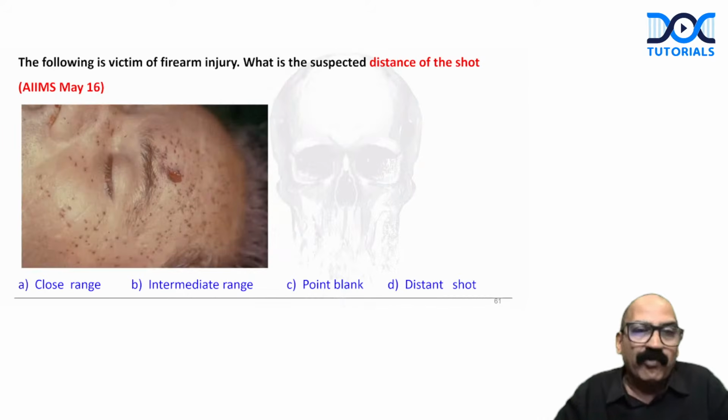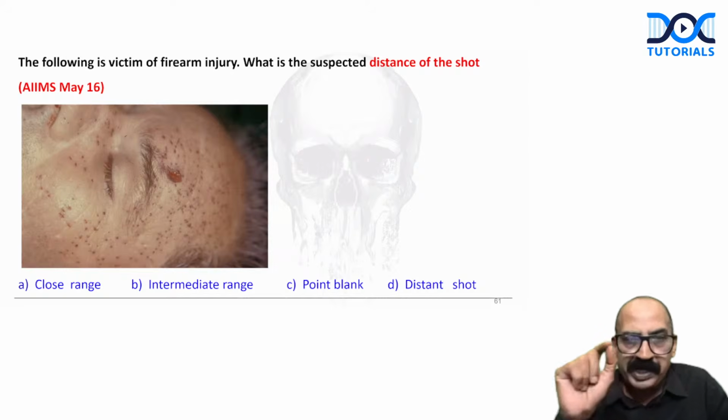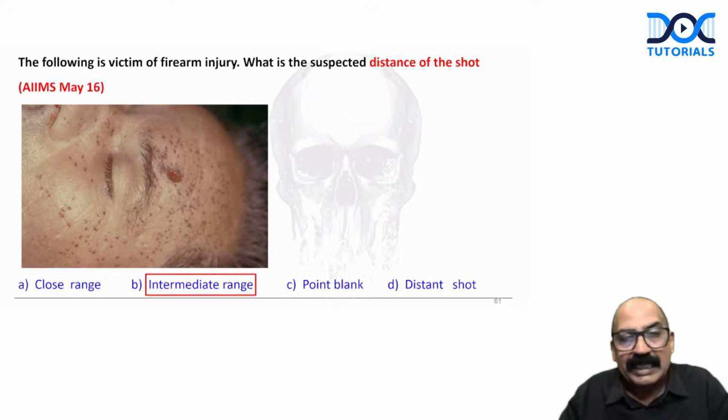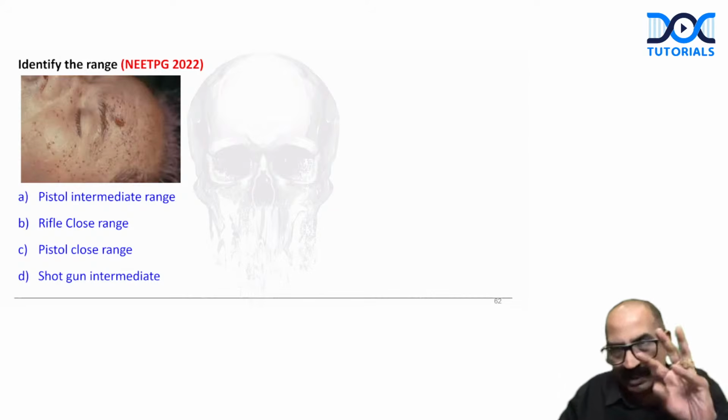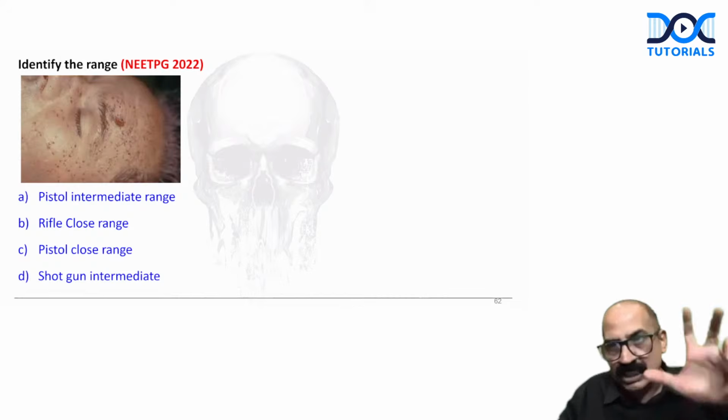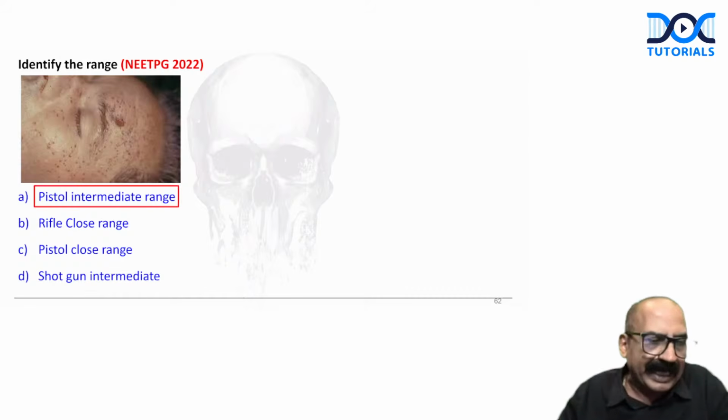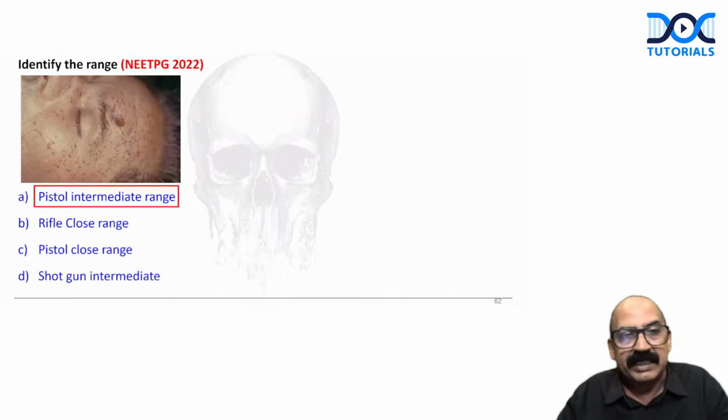The following is a victim of firearm injury. What is the suspected distance of the shot? Again, asked in AIIMS May 16. You can see the wound of entry just above the eyebrow surrounded by tattooing. So it is intermediate range. Identify the range. Again, almost the same picture. It is the wound of entry surrounded by tattooing. So the answer is intermediate range.